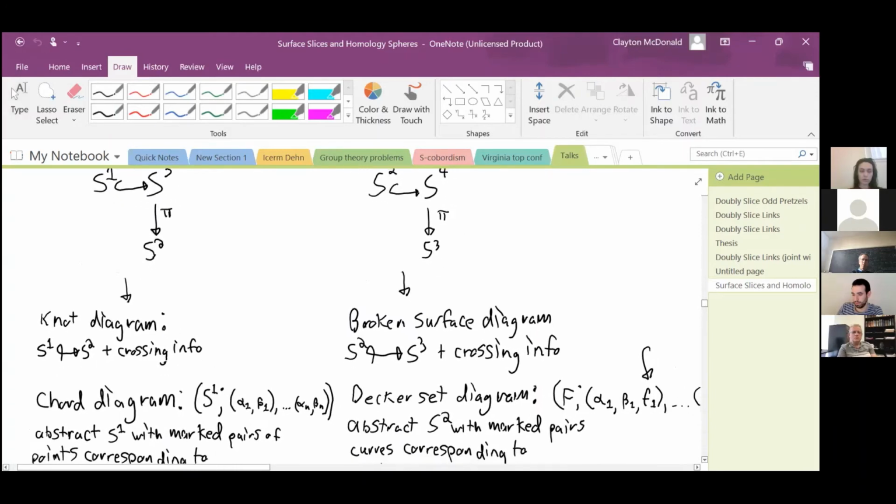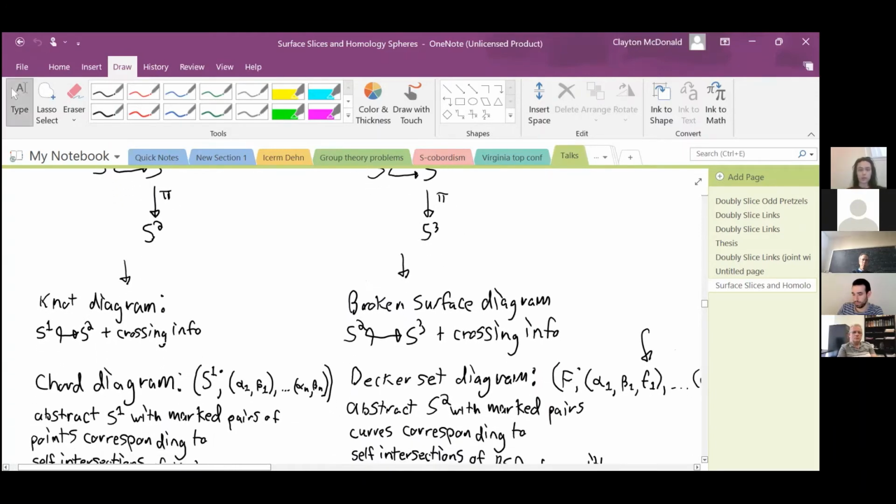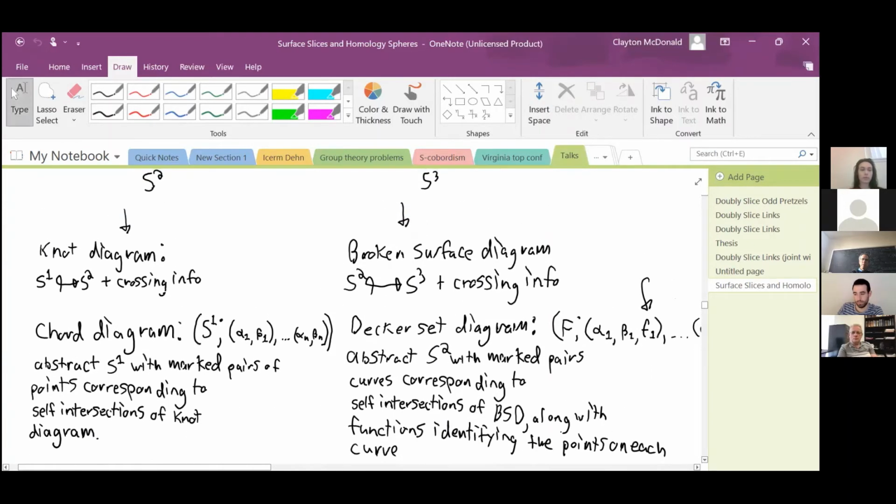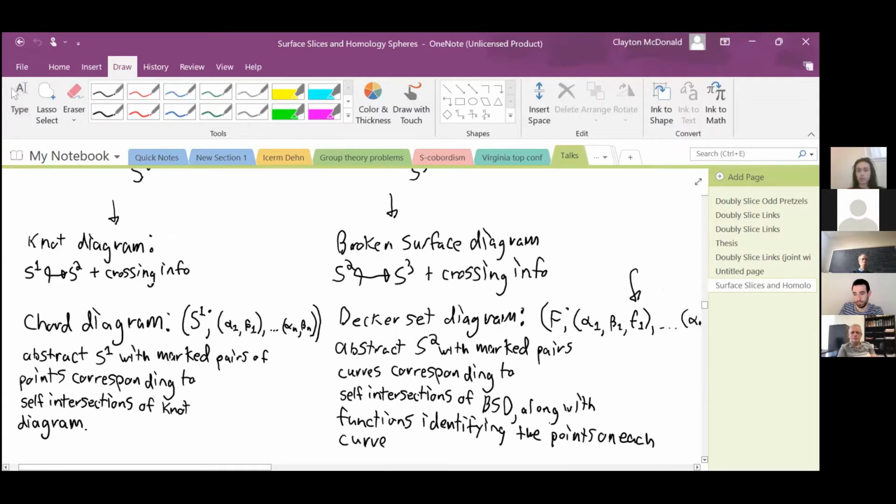Furthermore, we're going to want to use what's called a Decker set diagram, which is the surface analog of a chord diagram. What's a chord diagram? A chord diagram keeps track of the places where our knot diagram is self-intersecting. It's an abstract S1 with marked pairs of points corresponding to self-intersections of the knot diagram, and maybe we'll make the convention that the alpha points are always above the beta points in the projected coordinate. I'll show examples coming up.